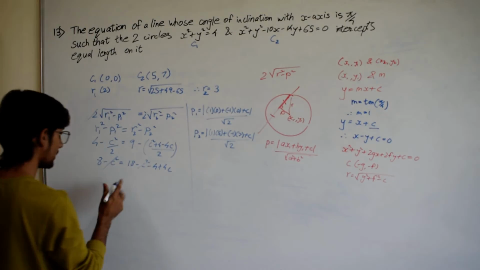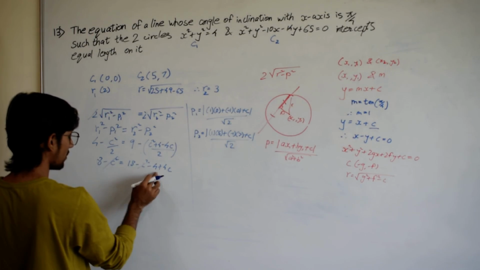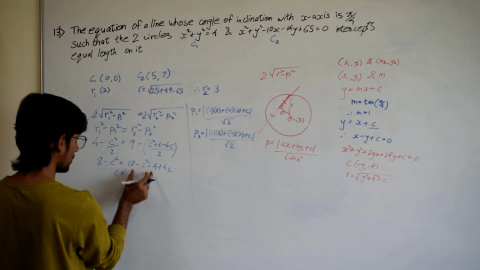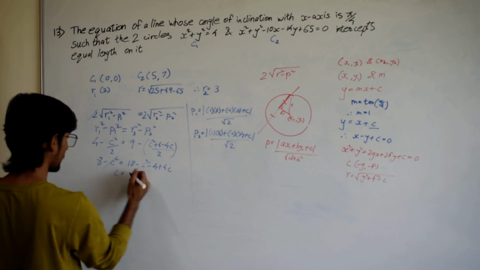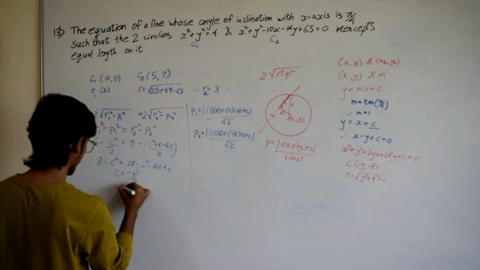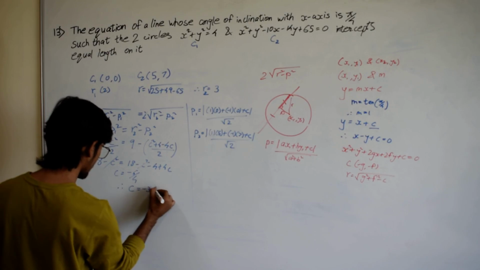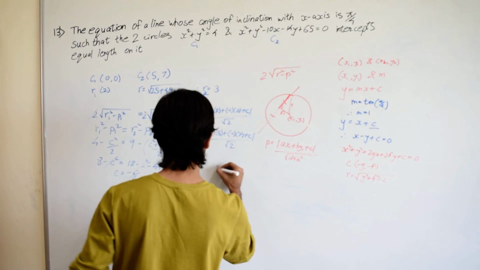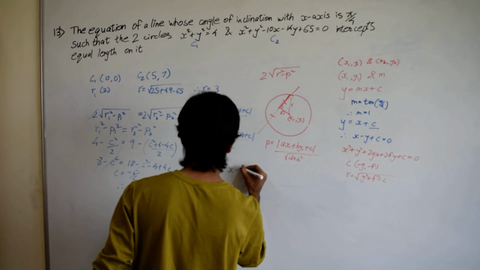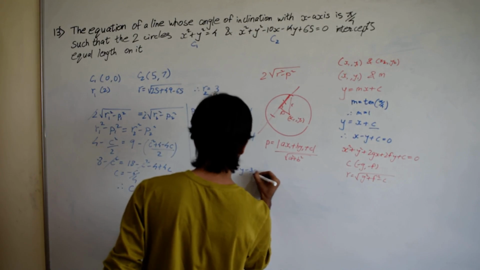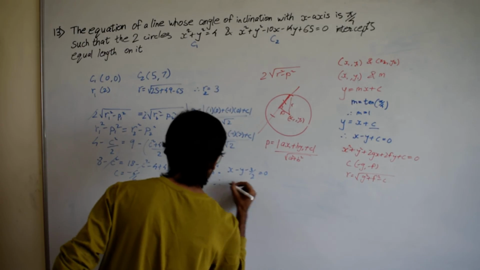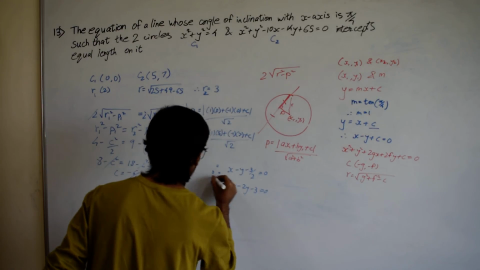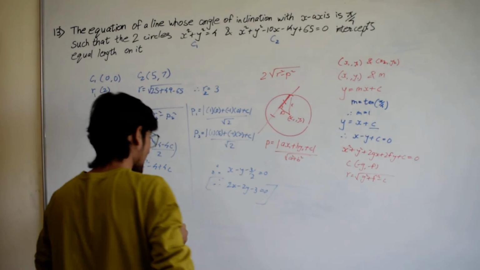Multiplying through by 2, we get 8 minus c square equals 18 minus c square minus 4 plus 4c. c square will be cancelled. 18 minus 4 is 14, so 14 minus 8 is 6. So it gives c equals minus 6 by 4. Therefore, c would be minus 3 by 2. So we have found c. So the equation of the line would become x minus y minus 3 by 2 equals 0. Simplifying, we get 2x minus 2y minus 3 equals 0. So this is the equation of the line which we were to find.